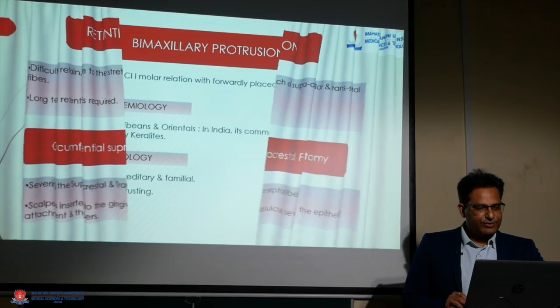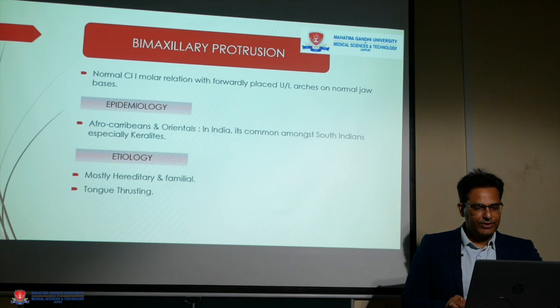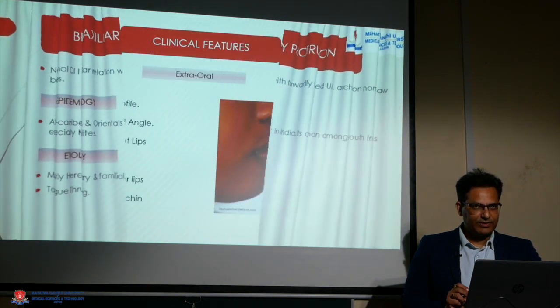The last malocclusion that we study today is bimaxillary protrusion, in which there is a normal class 1 molar relationship, but the dentition is forwardly placed with respect to the upper and lower jaw bases. So this is common in Afro-Caribbeans and Orientals. In India, the commonplace where we usually see bimaxillary proclinations are South Indians. So it is mostly hereditary and familial in etiology, tongue thrusting being one of the causes of bimaxillary proclination.